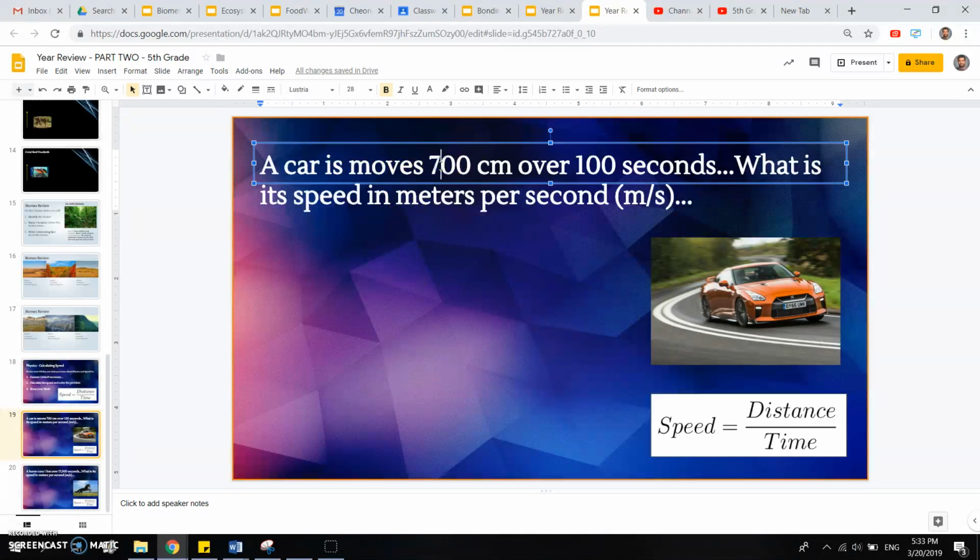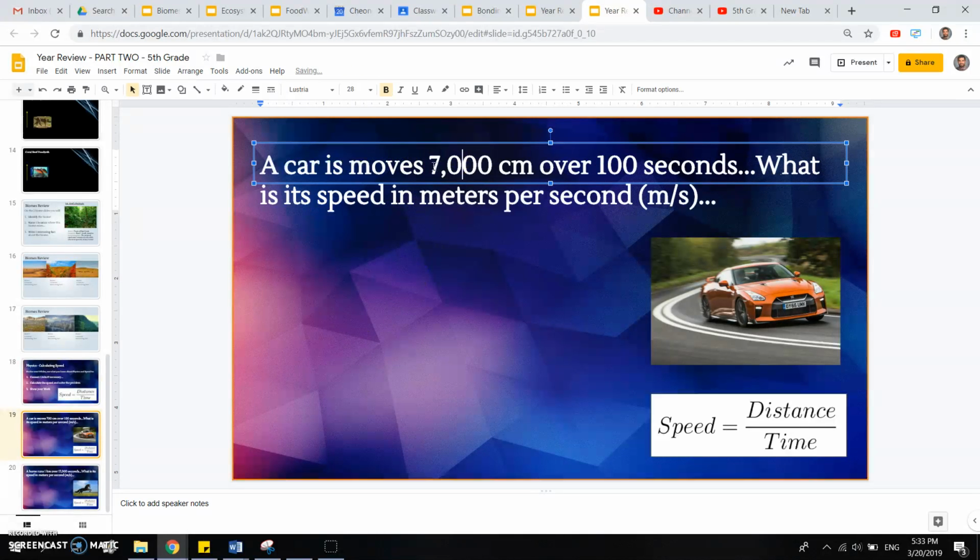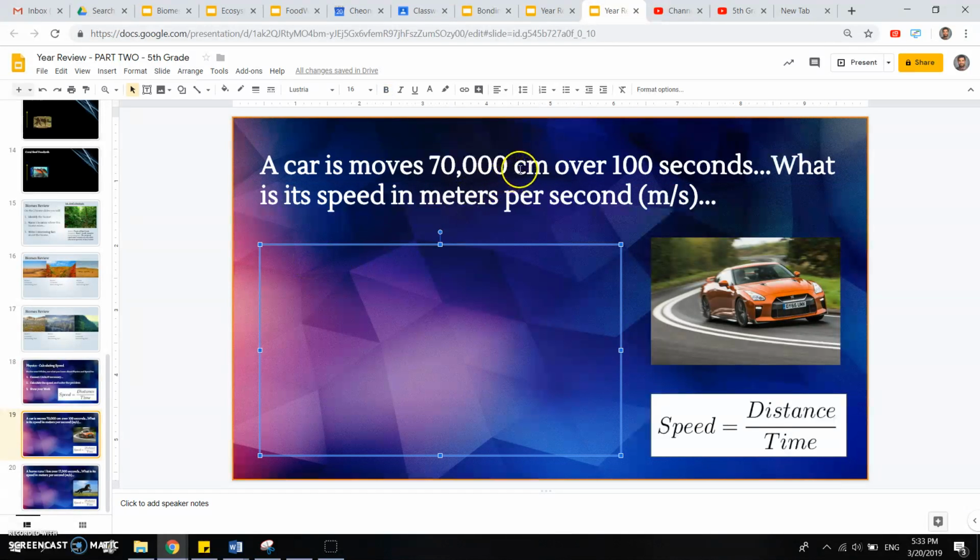A car moves, I'm going to switch this, that's too slow for a car, 70,000 centimeters over 100 seconds. What is its speed in meters per second? Well, okay, this is centimeters and we want meters, so I know I'm going to have to make one conversion here. But that's seconds and we want seconds, so just one conversion. 70,000 centimeters, we need to get that to meters. There's 100 centimeters in 1 meter, so 70,000 centimeters divided by 100.